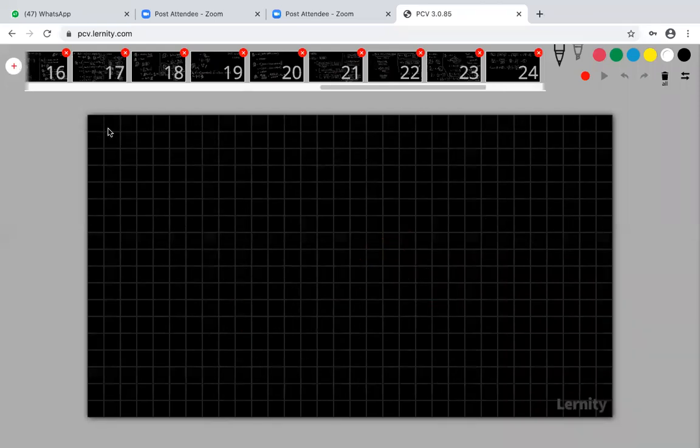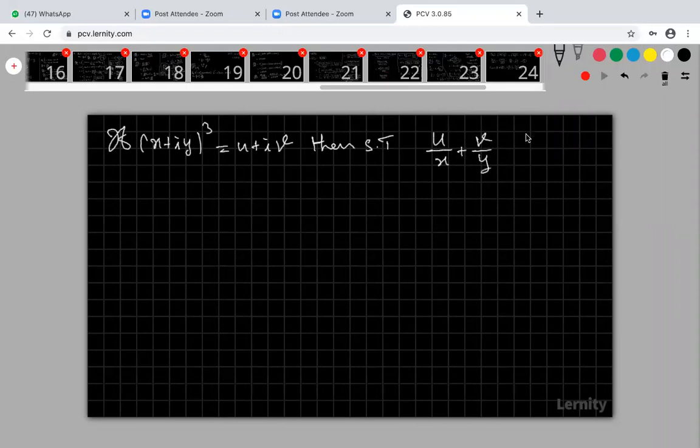Now come to the next problem. If (x plus iy) the whole power 3 is equal to u plus iv, then show that u by x plus v by y equal to 4 times of x square minus y square. How to prove that? x plus iy the whole power 3 is equal to u plus iv.